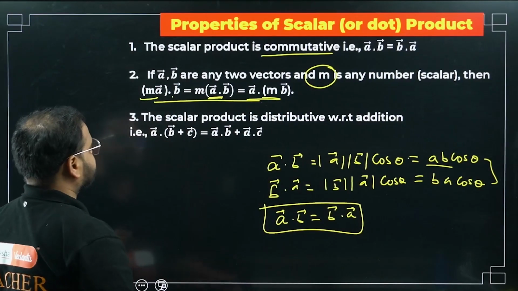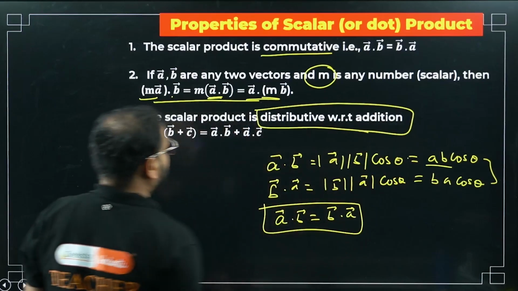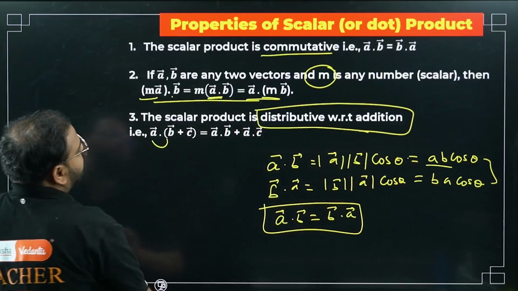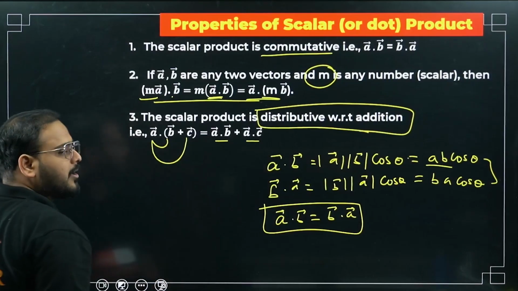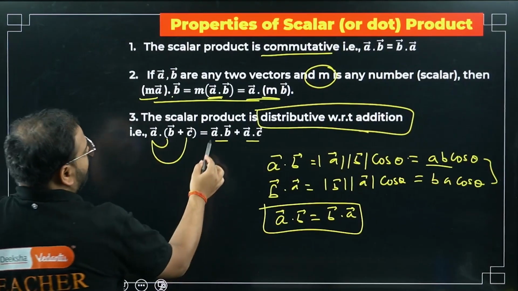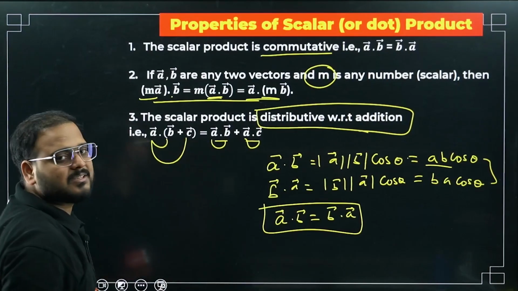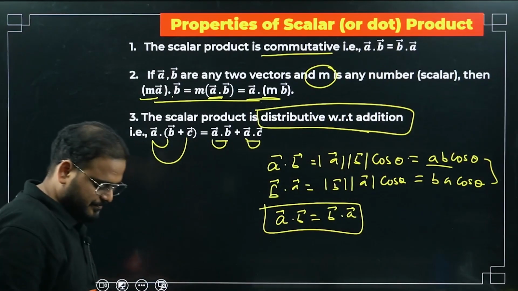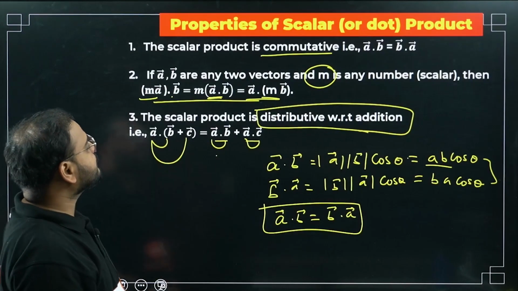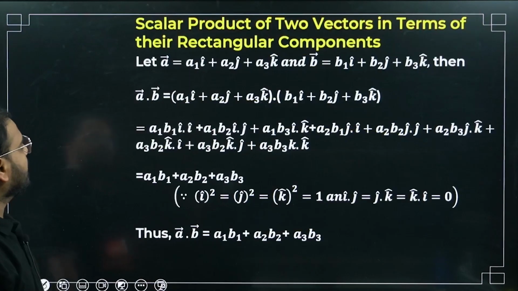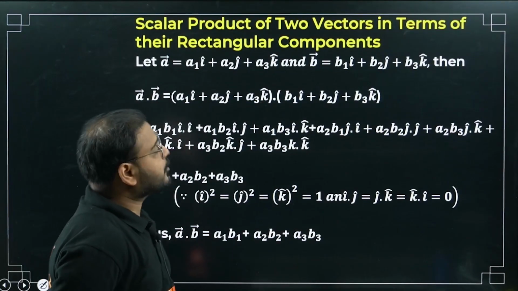The last, also distributive on addition. So a dot b or a dot c, a dot b plus a dot c, same as a dot (b plus c). I'll repeat, a dot b plus a dot c is same as a dot (b plus c). Got it? Simple properties. Okay, I have taken a question on this also, we'll see. Great. Scalar product of two vectors in terms of their rectangular components.